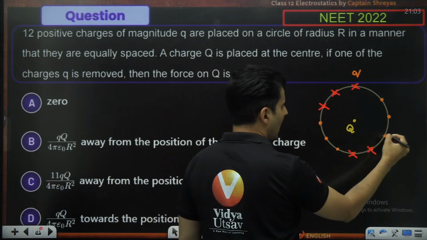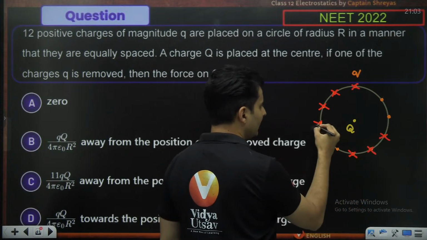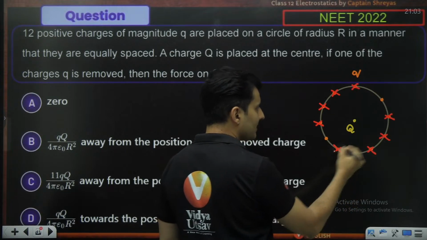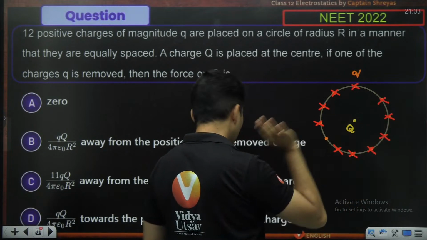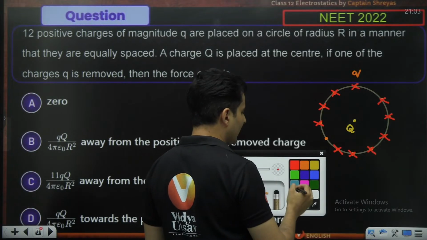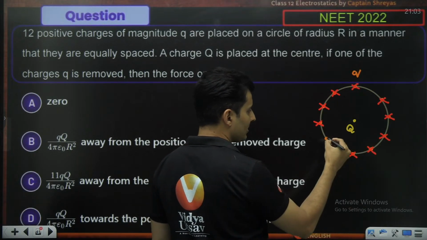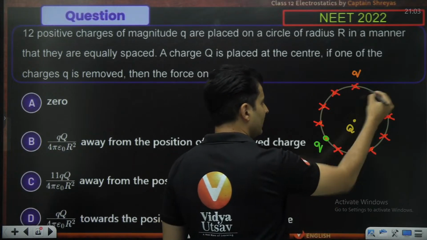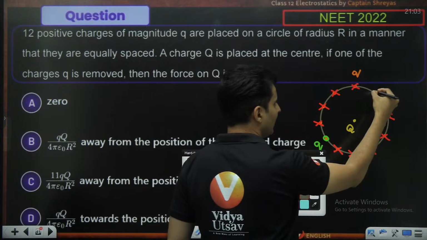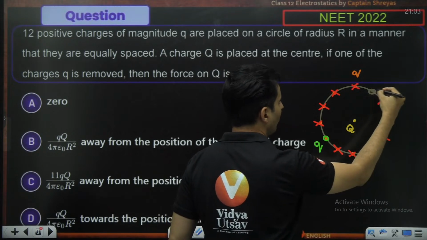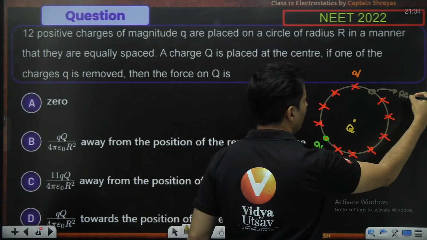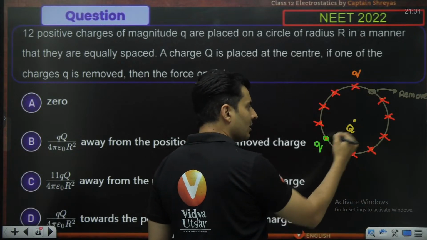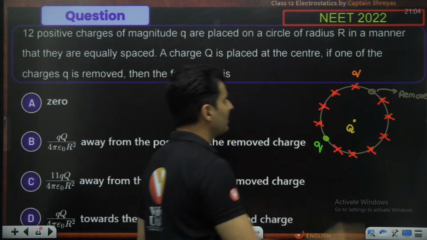Even this and this will cancel. Even this and this will cancel. Even this and this will cancel. But the only one which will not cancel is this. This charge is still remaining. There is a vacant spot. There is a vacancy. Something was removed. This was removed. Yes, you have removed it. So only the force because of these two charges is there.